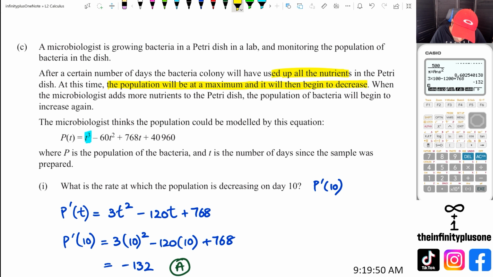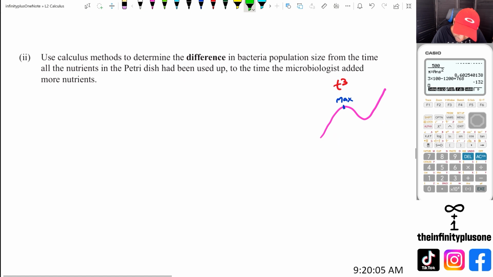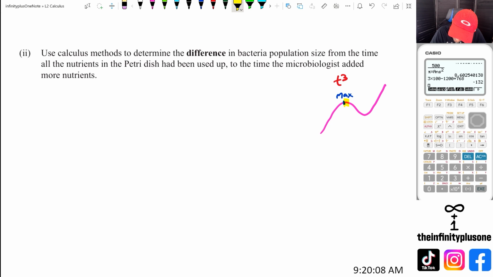And then they say when the microbiologists add more nutrients, the population of bacteria will begin to increase again. So you notice how there's the yellow part of the word problem and the green part. So when it's actually decreasing, it's up to here. And then when they add more nutrients, it starts increasing again.